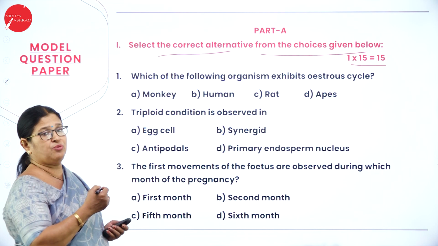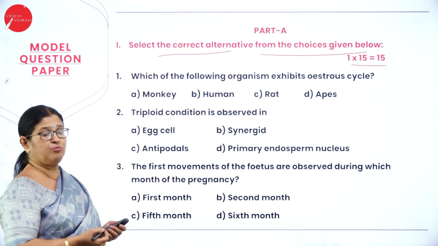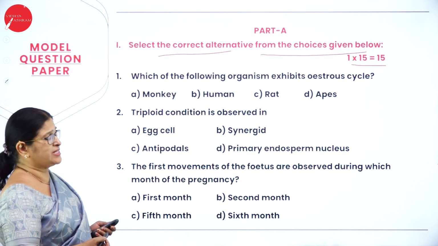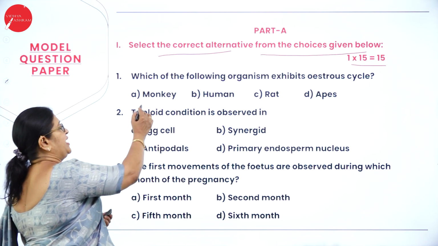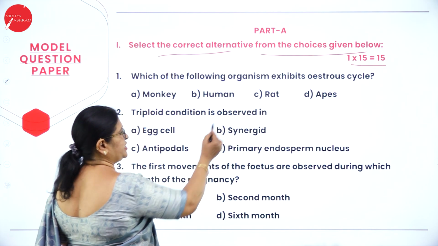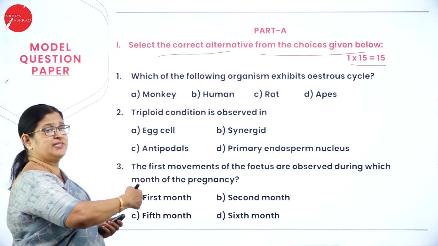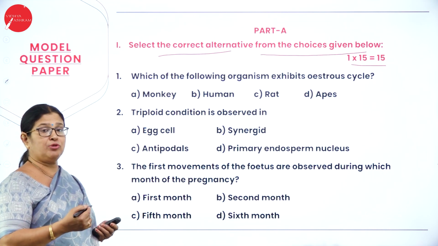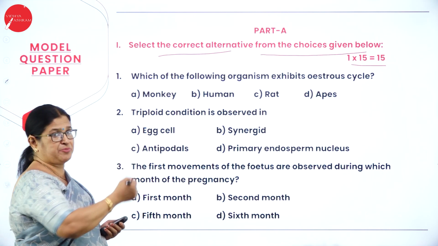I'll go through them one by one. This is one of the model papers released by the board. Which of the following organisms exhibits estrous cycle? Option A, monkey. Option B, human. Option C, rat. And option D, apes. After discussing this pattern of question paper, the same pattern I'll be discussing for the answers. There itself I'll explain.